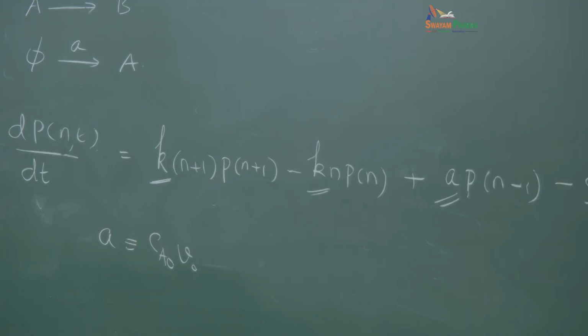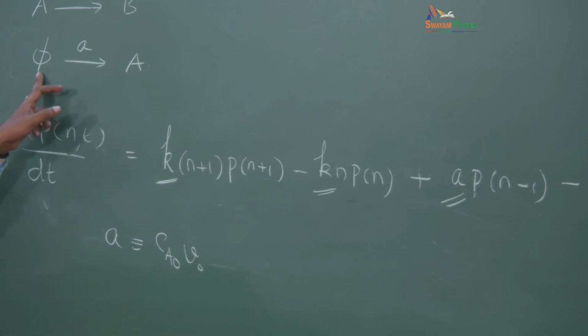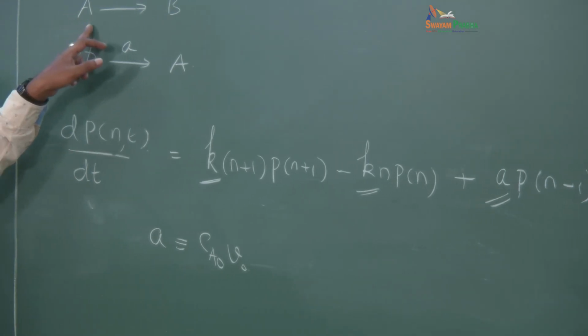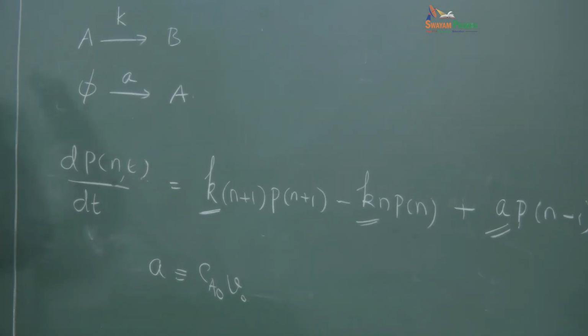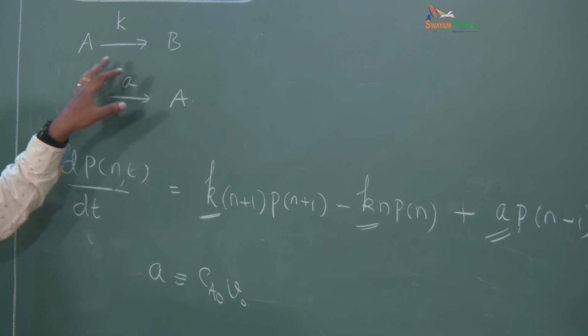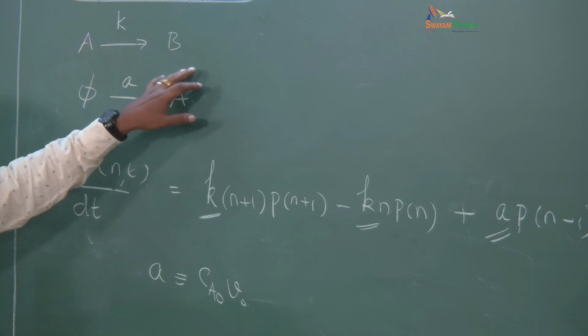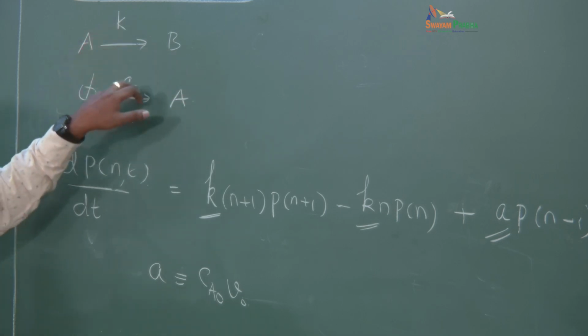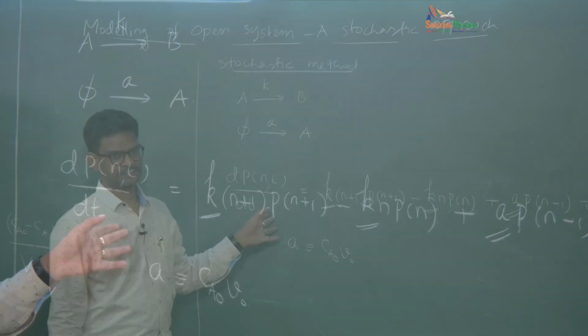N equal to 0, what will happen? What will change? Yeah, so even if you start with 0 molecules of A, this reaction will put more and more A, okay, and then this will take over from there. So the relative weights of A and K will determine what is N.